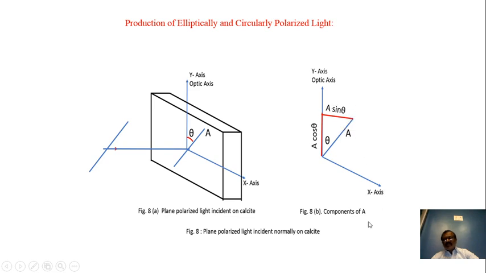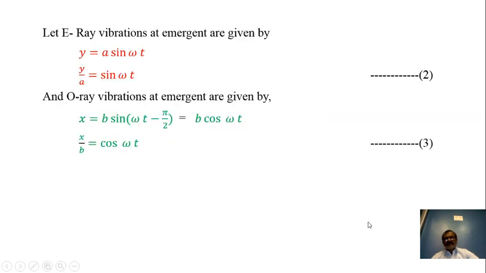So we can write it like this. What is the displacement along the y axis? Displacement along the y axis is nothing but the E ray vibrations. So y equals amplitude along y times sin omega t. We know this is simple harmonic motion along y which represents E vibrations.